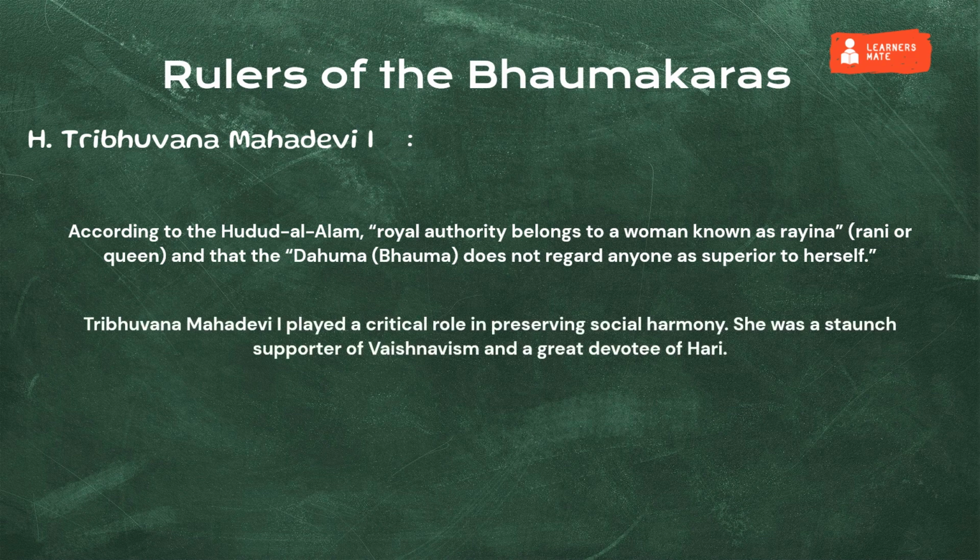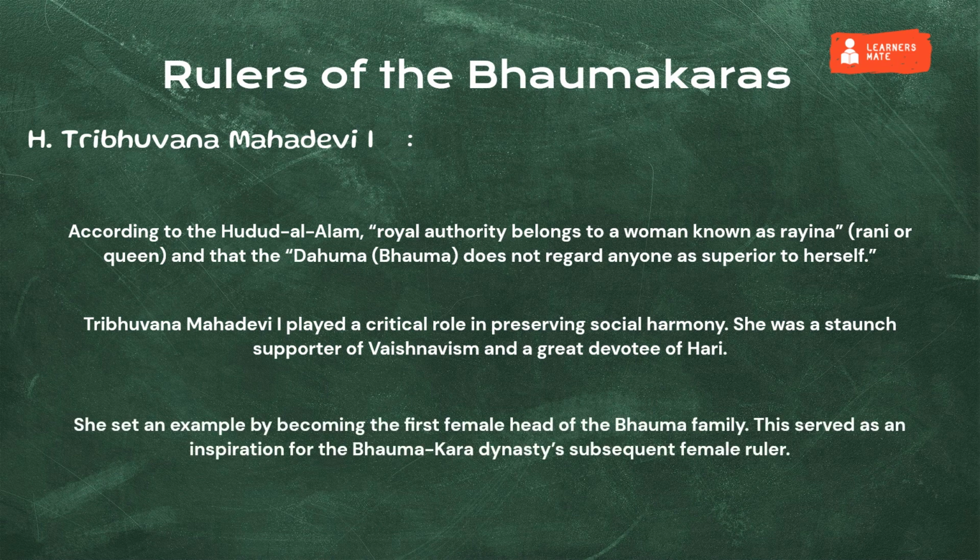Tribhuvana Mahadevi I played a critical role in preserving social harmony. She was a staunch supporter of Vaishnavism and a great devotee of Hari. She set an example by becoming the first female head of the Bhauma family. This served as an inspiration for the Bhaumakara dynasty's subsequent female rulers.